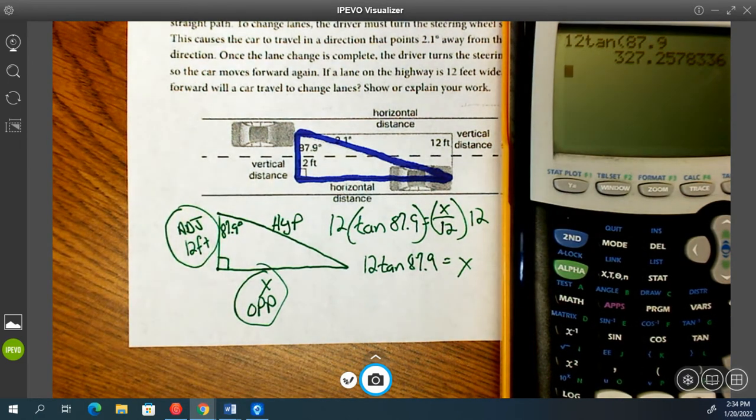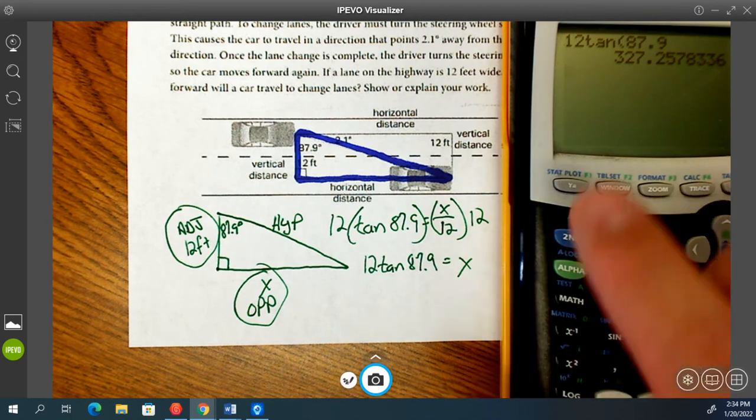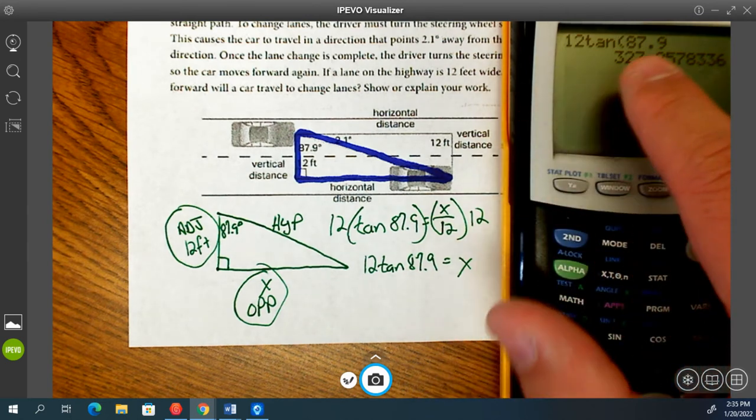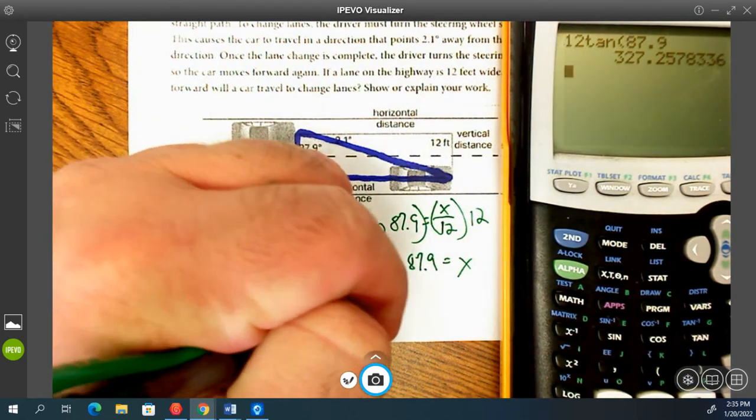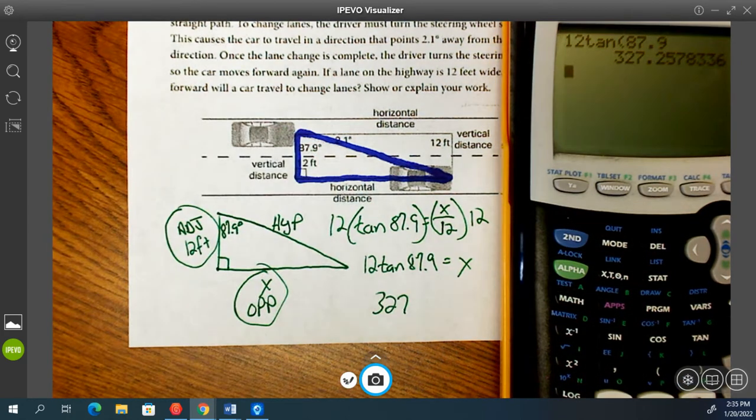Now, on tomorrow's problems, you're just going to round to the nearest unit. You're not going to put any decimals down for answers. So in this case, it's 327.2. So I'm just going to make it 327. And it's very important that you put what unit it is. Feet.